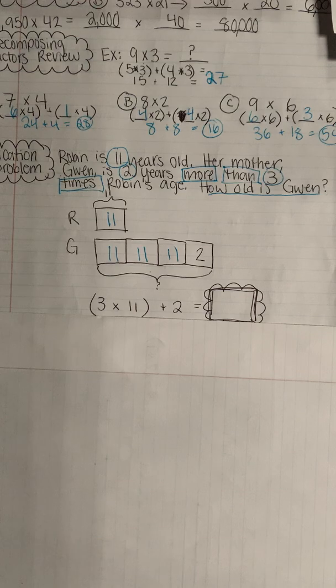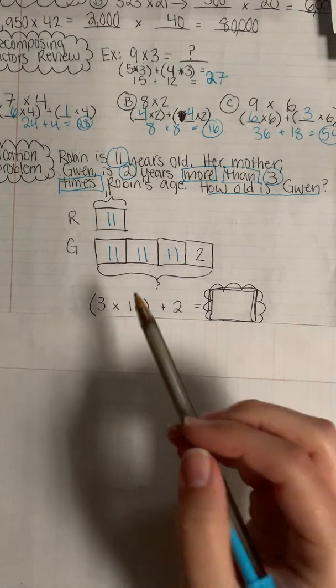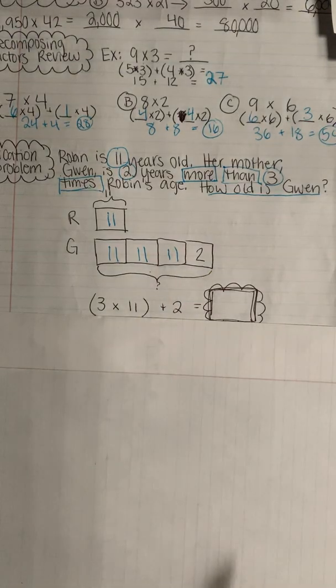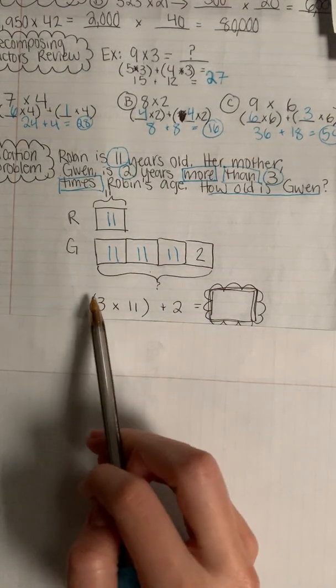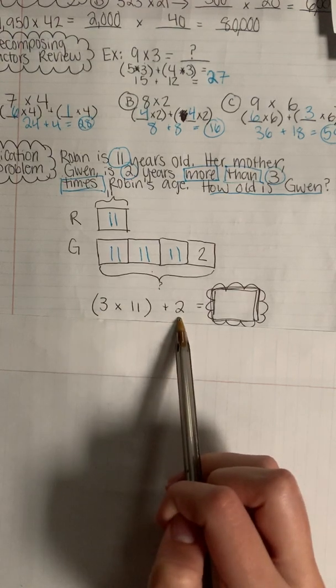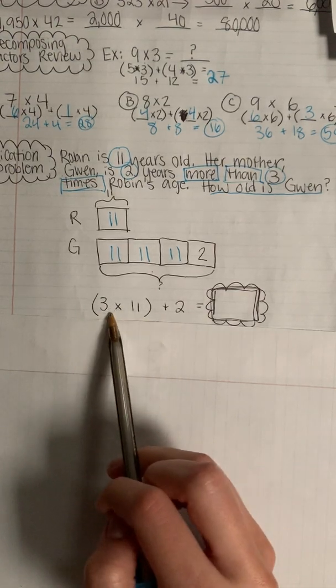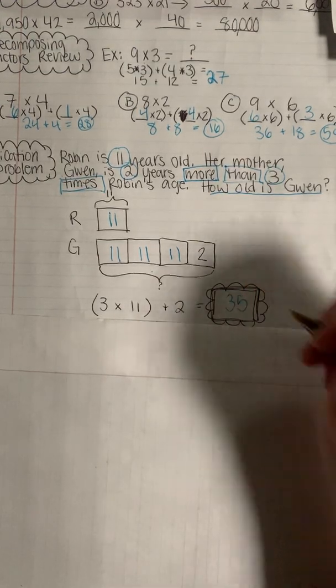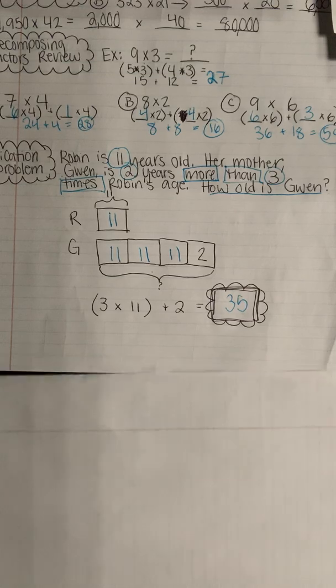The reason why I have to put parentheses around 3 times 11 is because I have to do that first before I add the 2 in order to get the correct answer. So when you put the parentheses, it says you have to do this step first. I cannot add 2 until I get this product. So 3 times 11 is 33 plus 2 is 35. So Gwen is 35 years old.